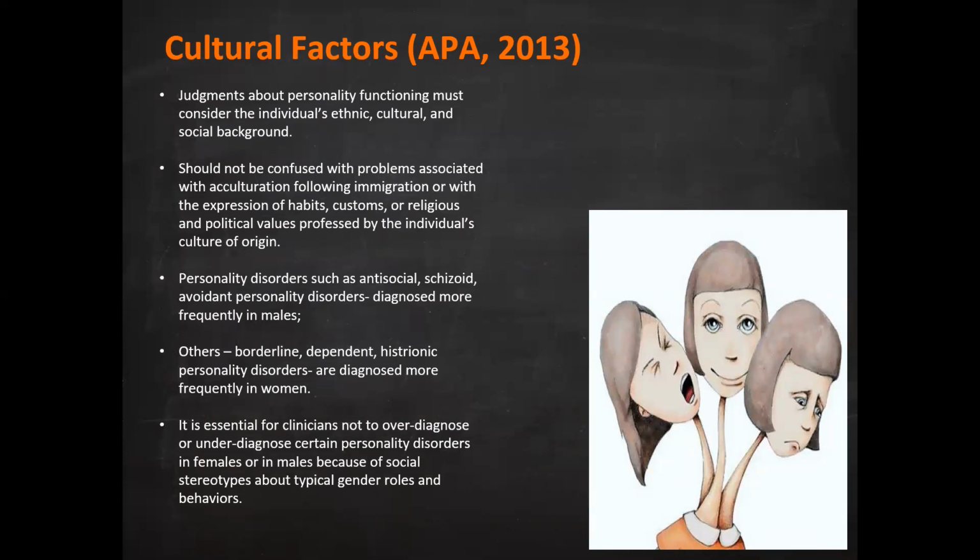Personality disorders such as antisocial, schizoid, and avoidant personality disorders are diagnosed more frequently in males, while borderline, dependent, and histrionic personality disorders are diagnosed more frequently in women. It is essential for clinicians not to overdiagnose or underdiagnose certain personality disorders in females or in males because of social stereotypes about typical gender roles and behaviors.